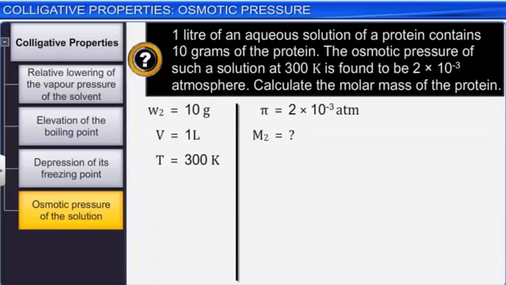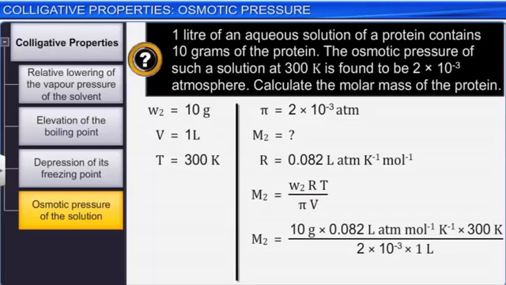Also, R is equal to 0.082 liter atmosphere per Kelvin per mole. Substituting these values in the equation, M2 is equal to W2 multiplied by R multiplied by T divided by pi multiplied by V. And solving, we get M2 is equal to 1,23,000 grams per mole. In other words, the molar mass of the protein is 1,23,000 grams per mole.